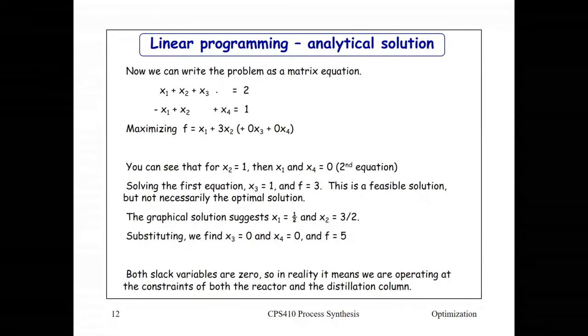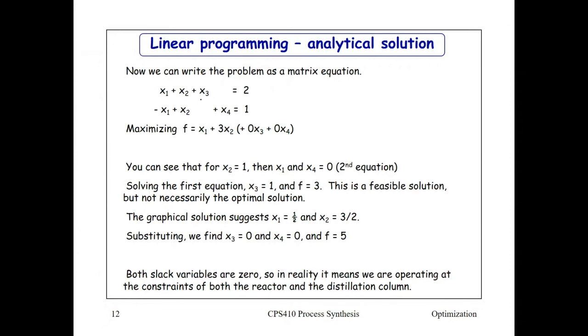And now we can write the problem as a matrix equation. So here we've got x1, x2, x3, x4. The coefficient for x4 over here is 0, equals 2. And we've got the minus x1, so this coefficient is minus 1. This coefficient is plus 1. There is no x3 in this equation, and this one's coefficient is 1, equals 1. And now we can write that we want to maximize the objective function, which is x1 plus 3x2.